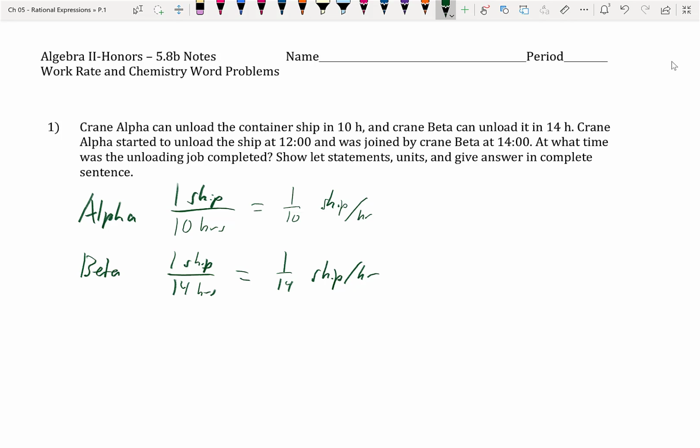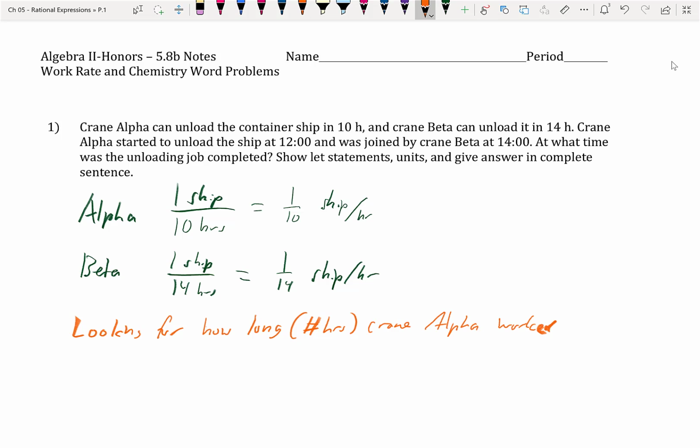Crane Alpha started to unload the ship at 12. Crane Beta started to unload the ship 2 hours later. At what time was the unloading job completed? What we can kind of ascertain here is really what we are looking for. We're looking for how long, meaning number of hours. We're looking for how long Crane Alpha worked. Crane Alpha is the one that started earlier. Technically, if we know how long either of them worked, we'd be fine to answer the question of when the job was done. But we're looking for how long Crane Alpha worked.